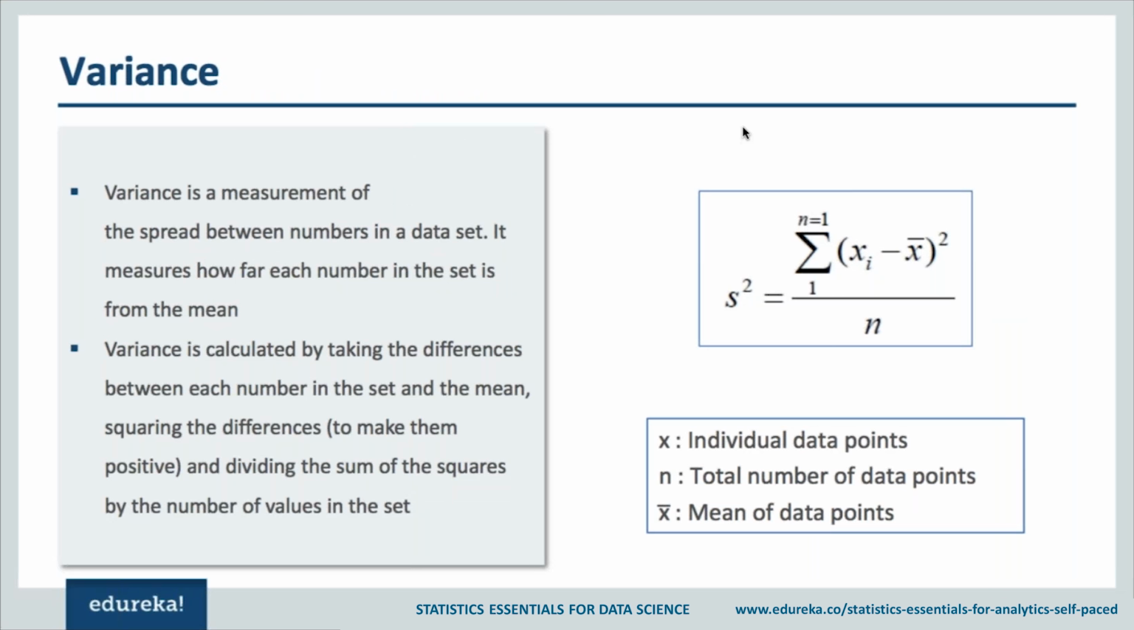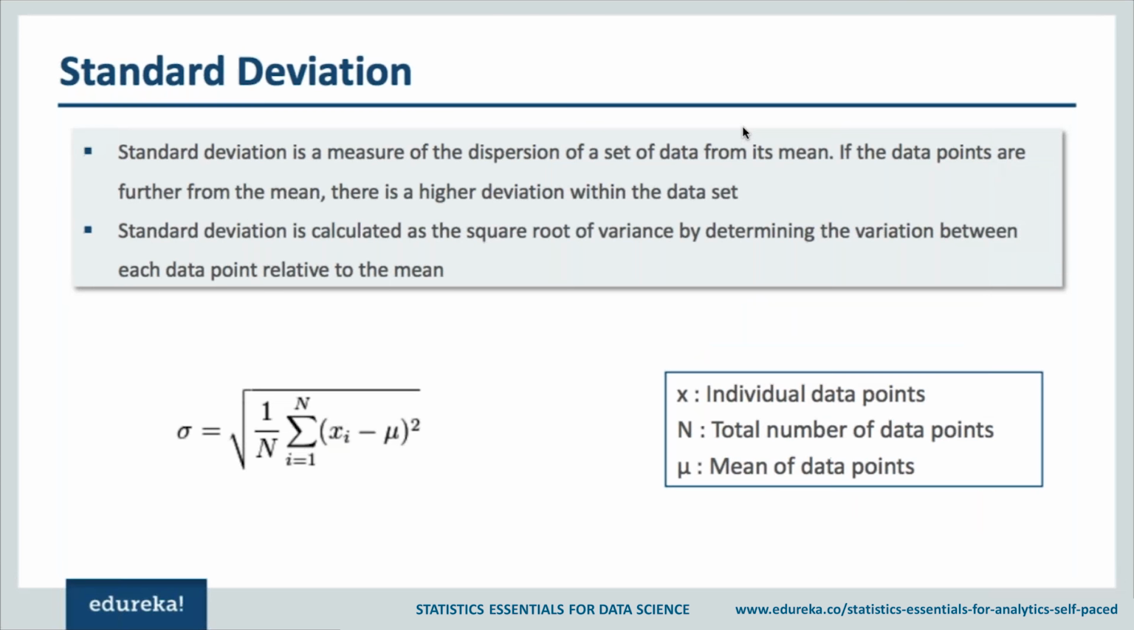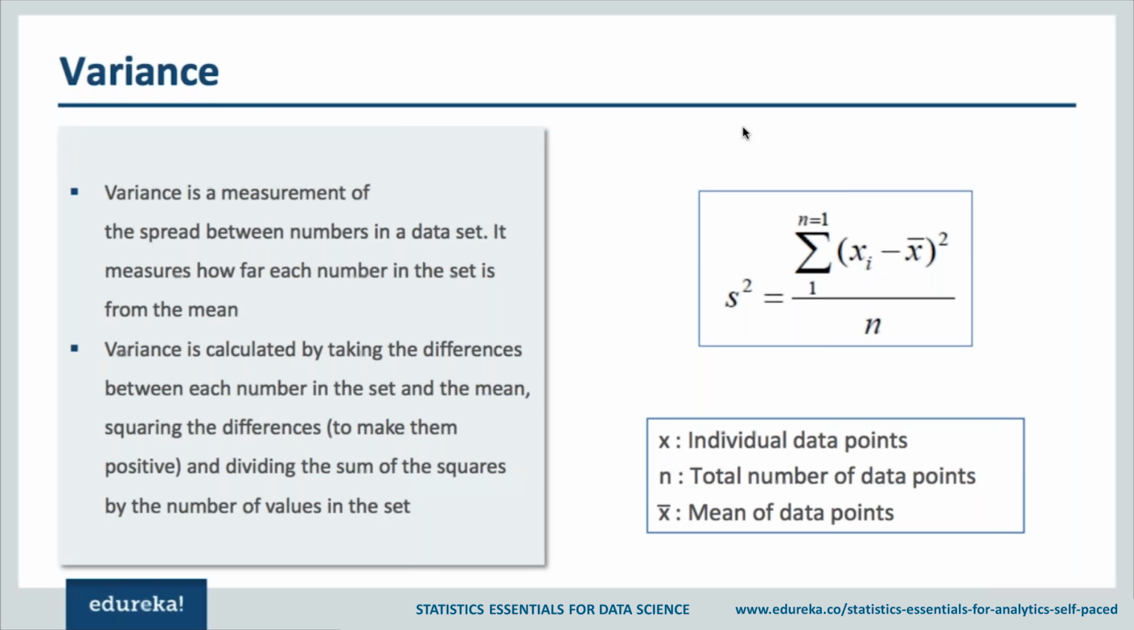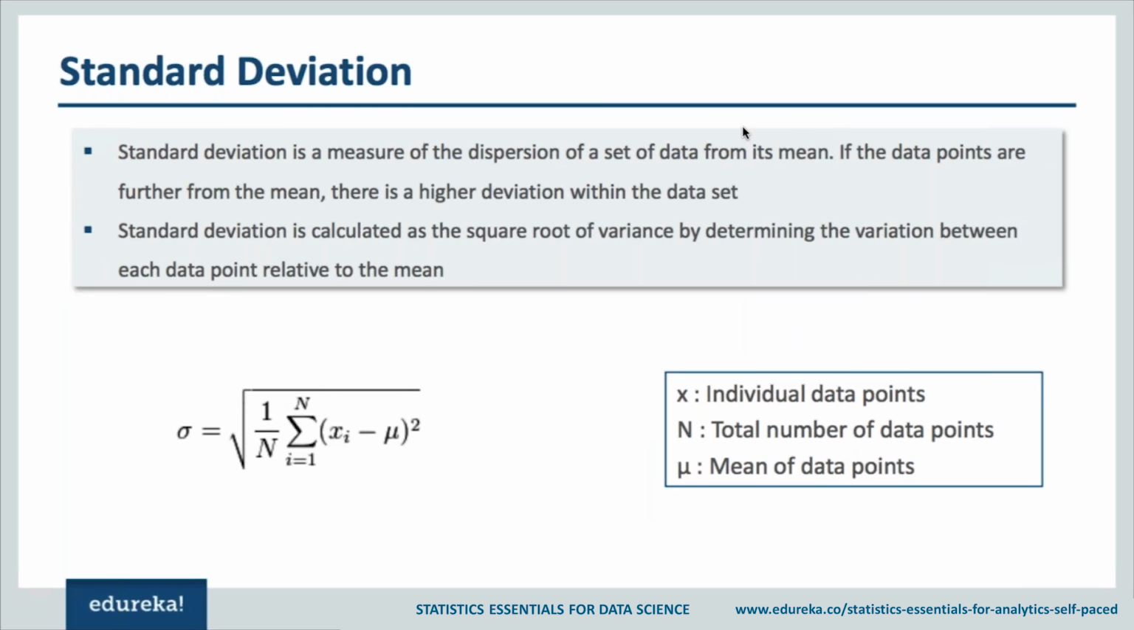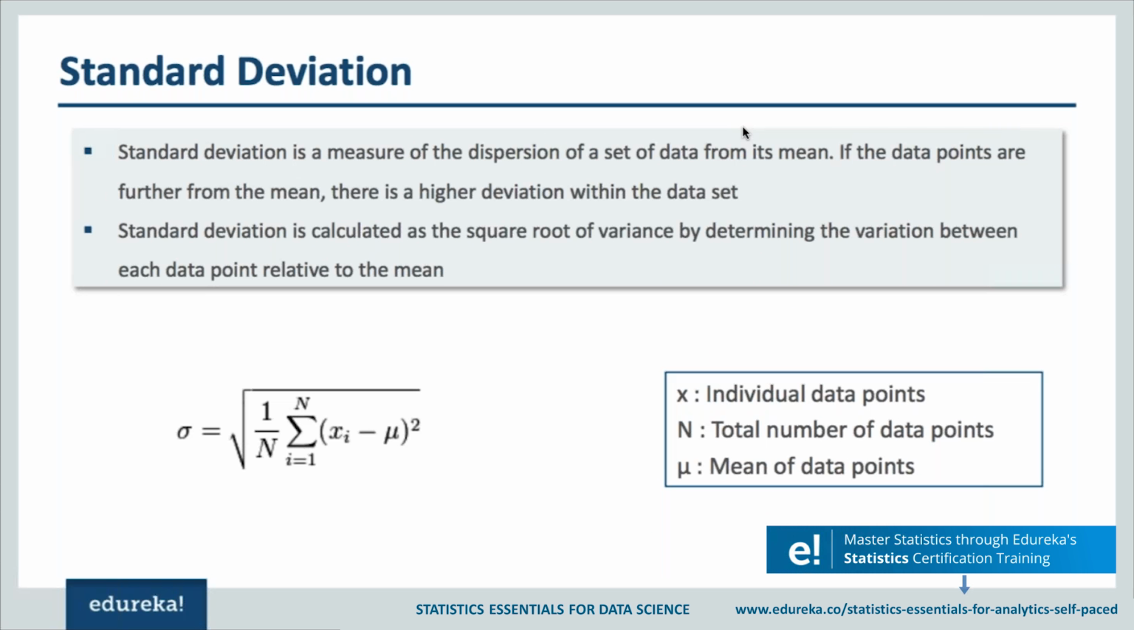As I told you, variance is a measure of the spread between numbers in a data set. It measures how far each number in the set is from the mean. Similarly, deviation is a measure of the dispersion of a set of data from its mean. Basically, variance is at an individual level, and deviation is for the whole data set. If the data points are very far from the mean, then the deviation is very high.